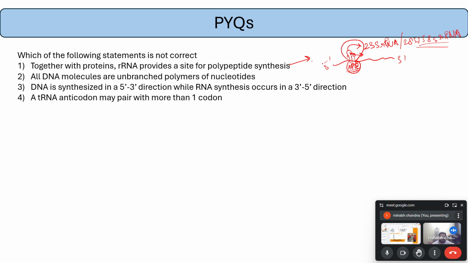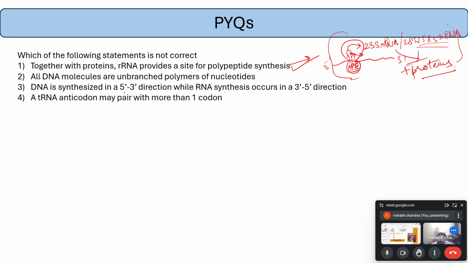So, together with proteins, these basically combine with proteins to form ribonucleoproteins. The whole ribosome is a ribonucleoprotein, right? So, together with proteins, rRNA also provides the site for polypeptide synthesis. So, this is the case. Okay, so the first option is correct.